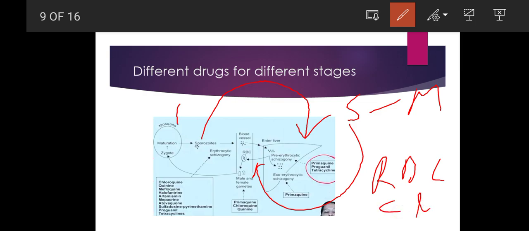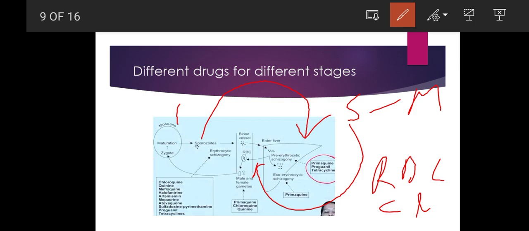Now from there in the RBCs, merozoites will be produced. So merozoites will be converted to merozoites again, and gametocytes will be produced. The male and the female gametocytes will be produced. Now that male and female gametocyte will be transmitted from the man to a healthy mosquito.